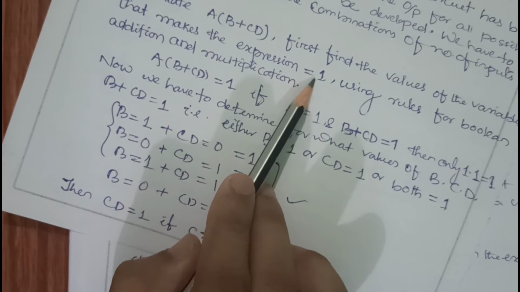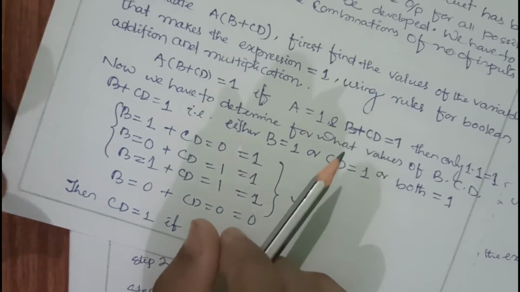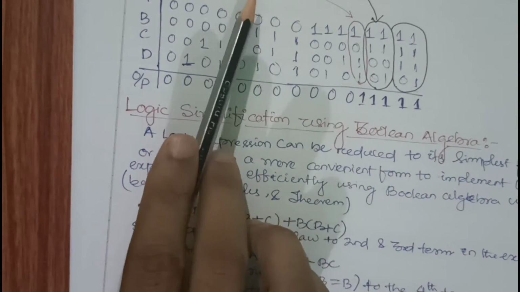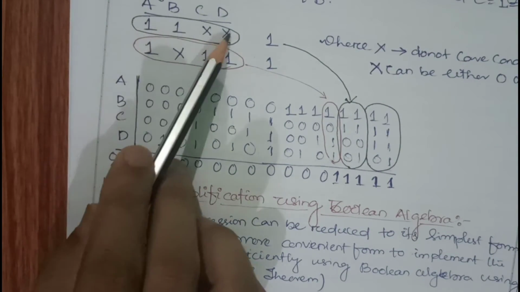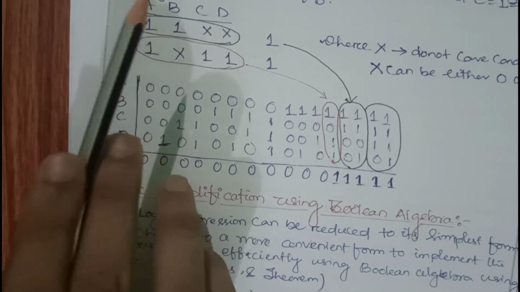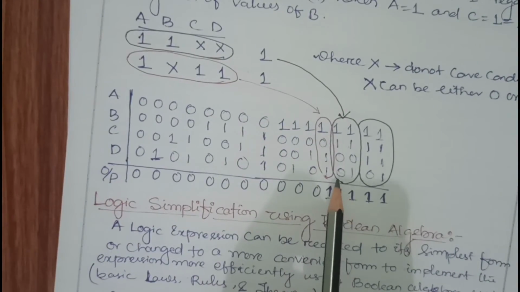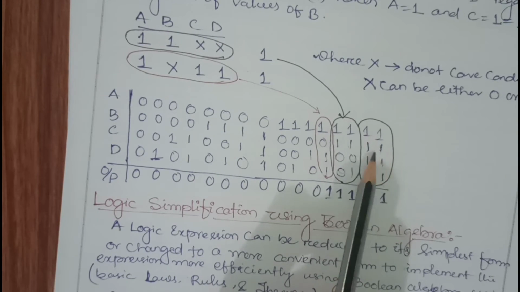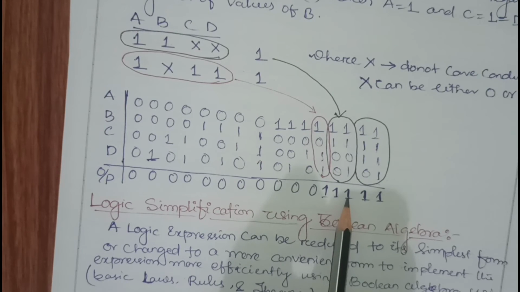My output should be 1. You have to check for what values of A, B, C, D my output should be 1. Based upon the condition, you will write those values. What I found is that for my output to be 1, A and B must be 1, and whatever the C, D value is doesn't matter. It means in these 4 terms, A and B are both 1, and whatever the C, D value, that doesn't matter. So for these 4 cases, my output is going to be 1.